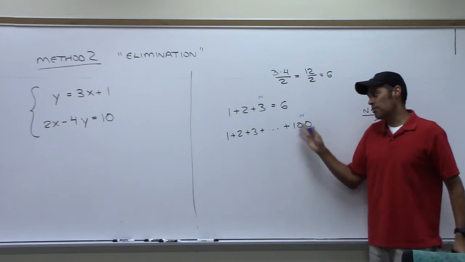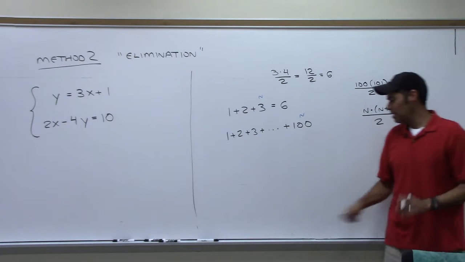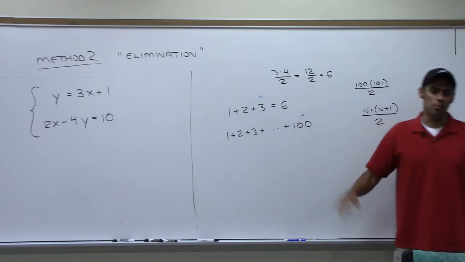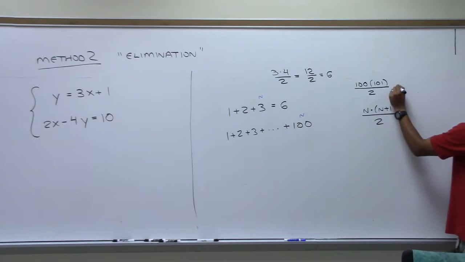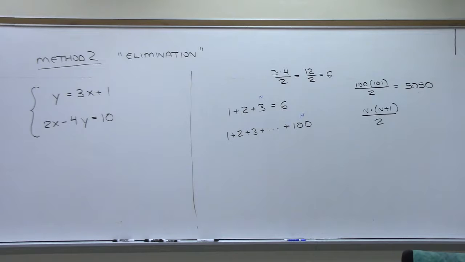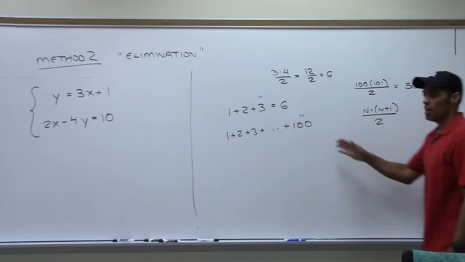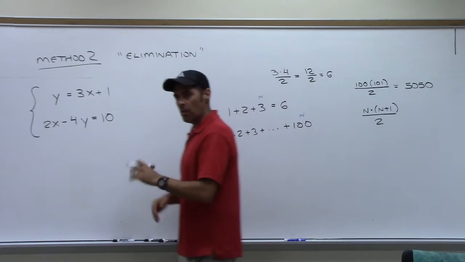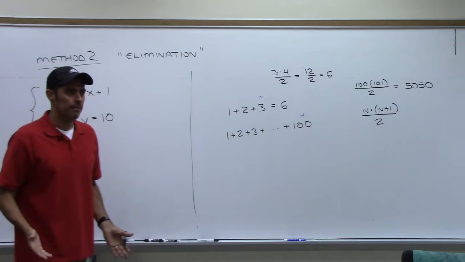And you can check it yourself, but I don't recommend you do it, that it always works. So what is this? Someone got that for me? 5050. So that's the sum of the first 100 numbers. If you do 1 plus 2 plus 3 all the way out to 100, it's 5,050.